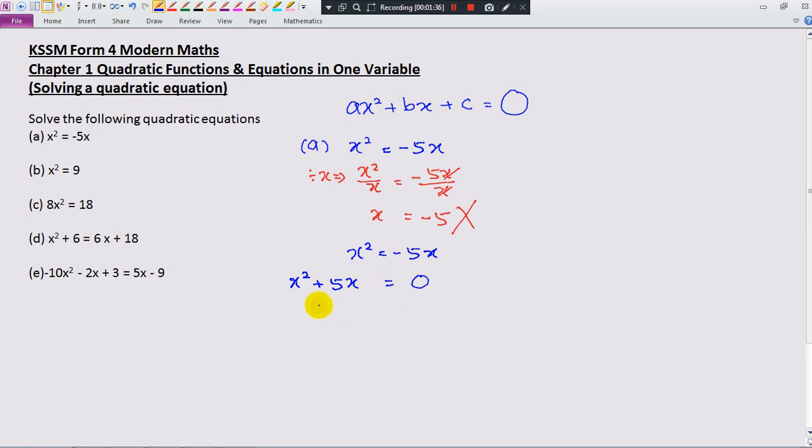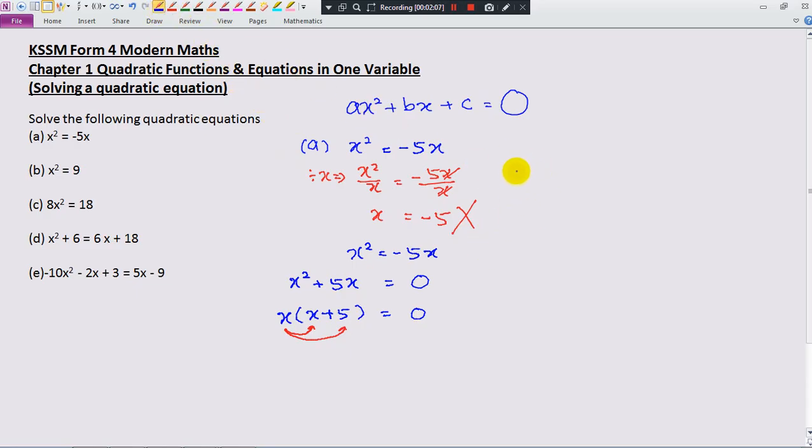Next thing, we factorize it. You actually learn about the factorizations in Form 2. I hope that you still remember that. Okay, so how do we factorize this one? Bring the x out, so you have x plus 5 inside the parentheses. Okay, why x plus 5? Try to think. x times x is equal to x squared, correct? x times positive 5, you get positive 5x, correct?